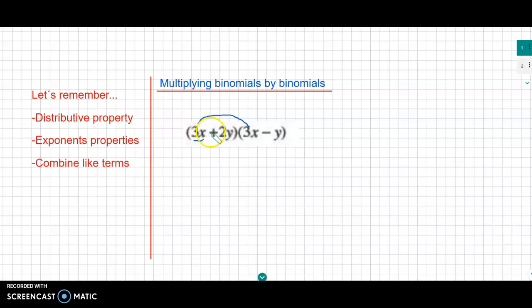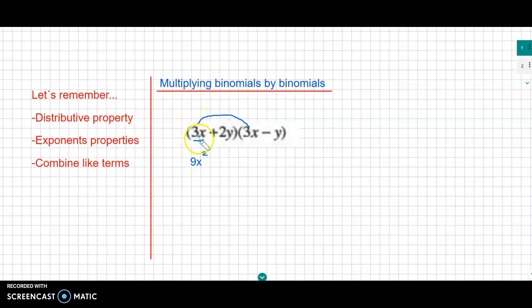So we multiply 3x times 3x, and remember, we multiply the coefficients, so 3 times 3, which is 9. We have the variable x times x, so we add the exponents: 1 and 1 will be 2. So 9x to the power of 2.